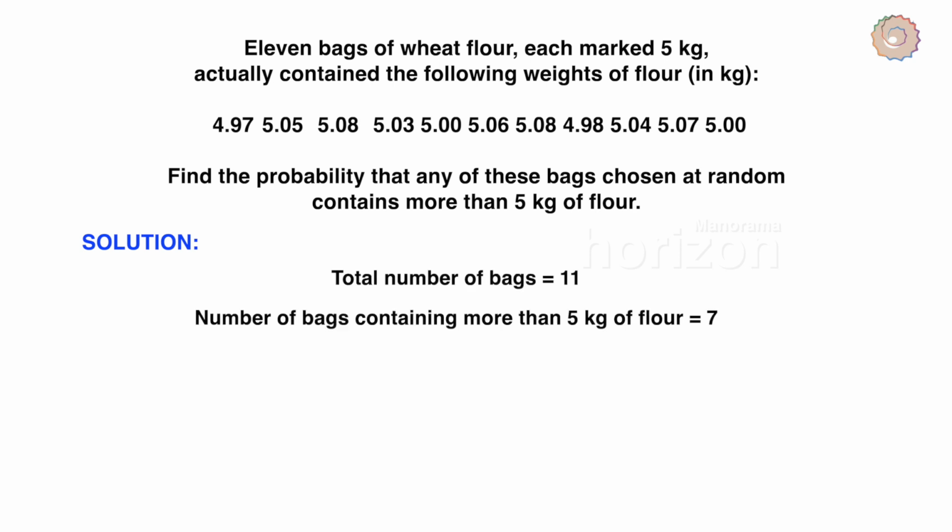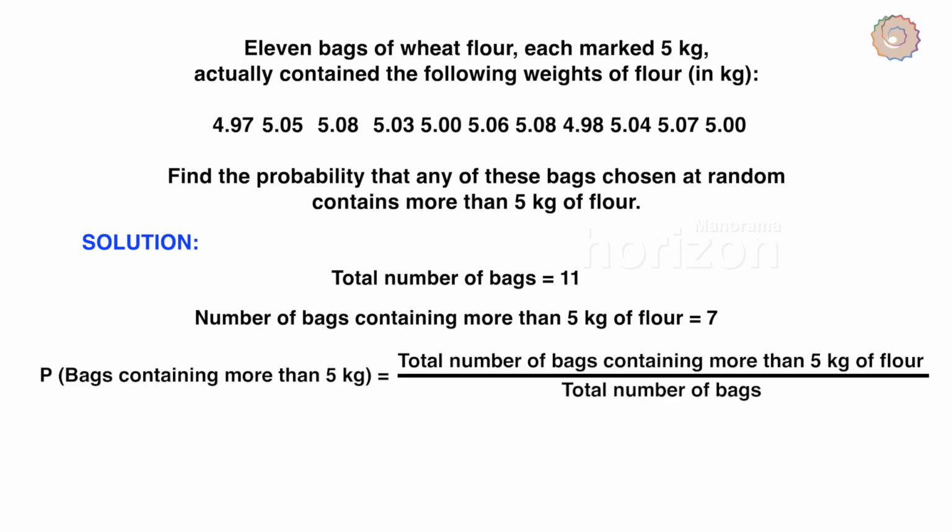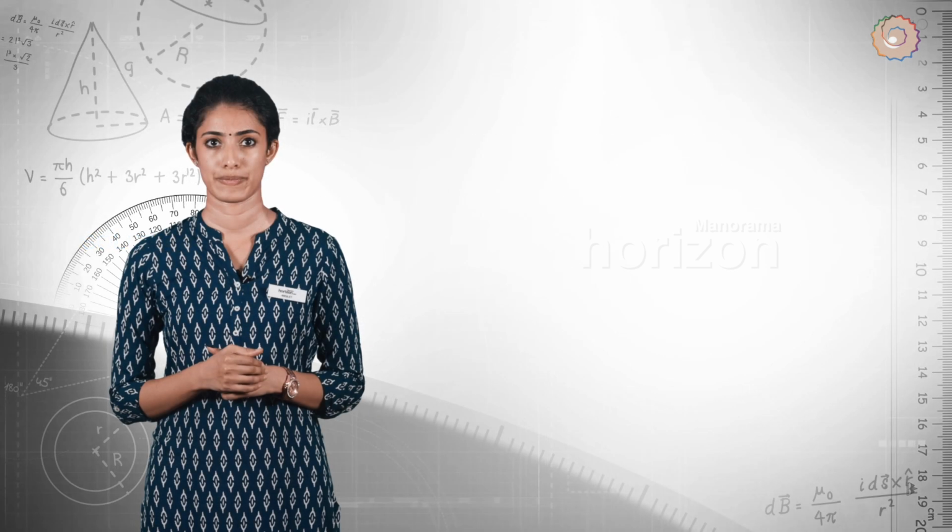From the data, we know there are 11 total bags and the number of bags containing more than 5 kg of flour is 7. Since they have asked for more than 5 kg, consider only more than, but not equal to, 5 kg. Therefore, the probability of bags containing more than 5 kg is equal to the number of bags containing more than 5 kg of flour divided by the total number of bags, which is equal to 7 on 11.